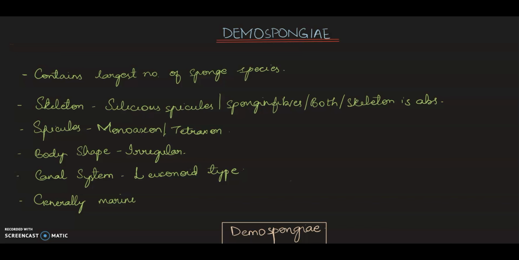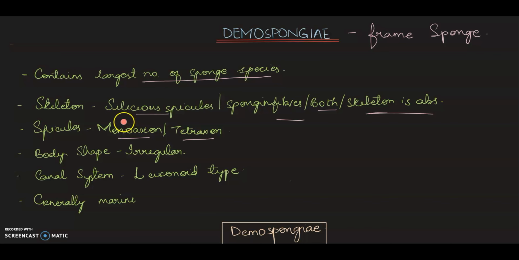This class, Demospongiae, are also called frame sponges. This class generally contains the largest number of sponge species, and sponges under this class are usually large sized. They may be found colonial or solitary, that means they may be found alone or in groups. Skeleton is made up of siliceous spicules or spongin fibers, or sometimes both, or sometimes the skeleton is absent. Spicules are of monoaxon type and tetraxon type.